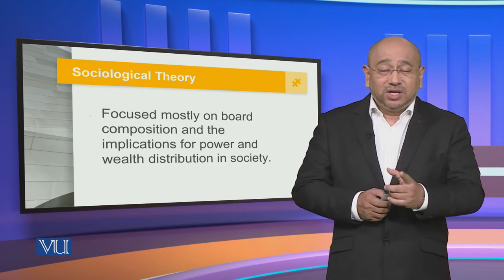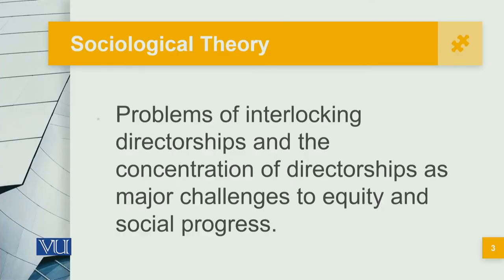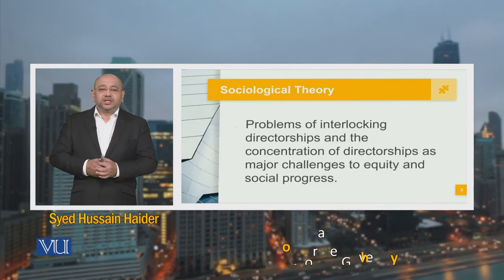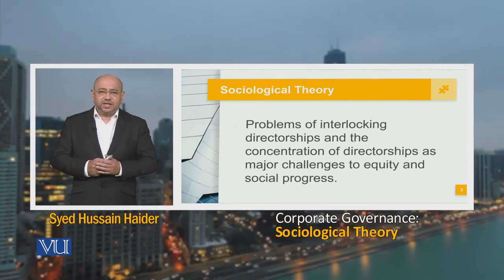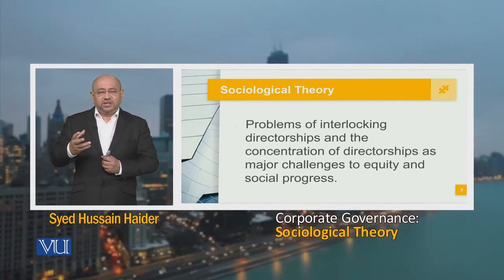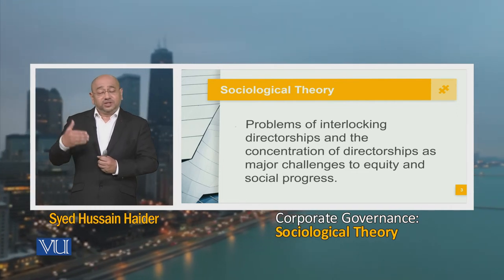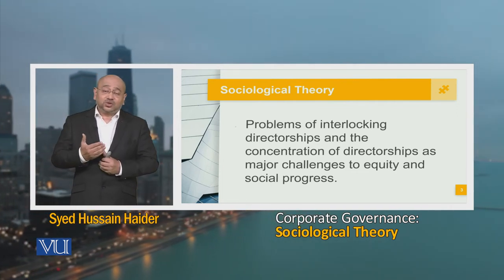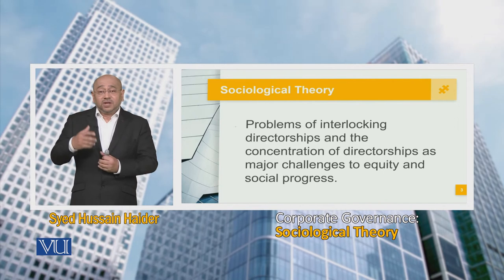And then coming on to the slides again and seeing it from another perspective, there are certain problems of interlocking directorships and concentration of directorships as major challenges to equity and social progress. So, what are we seeing, ladies and gentlemen? We are seeing that the issue is about the directorships of the company, because the directorships of companies are within families, within vested interests, within the elite few, and there is no representation of the different segments of society, and that has its own downfalls, its own implications, its own tragedies also.